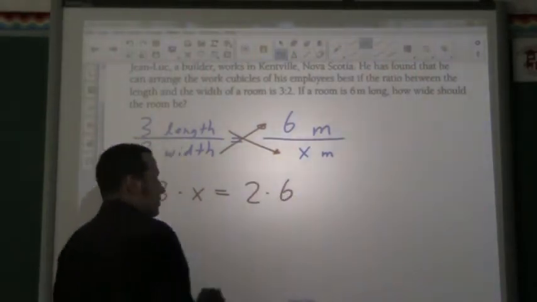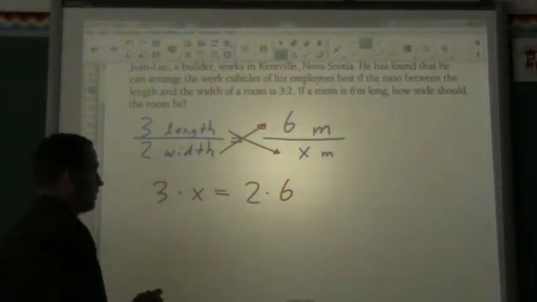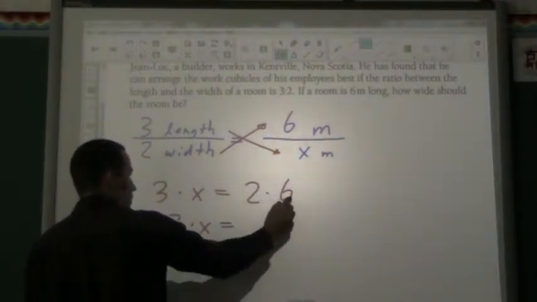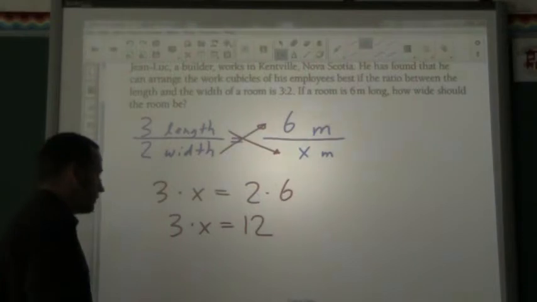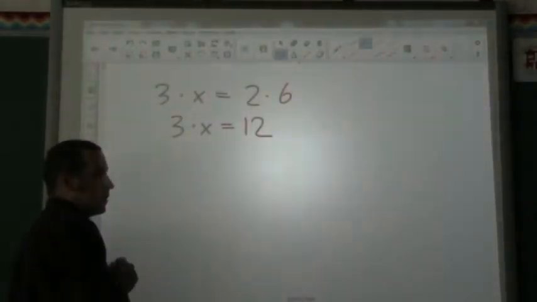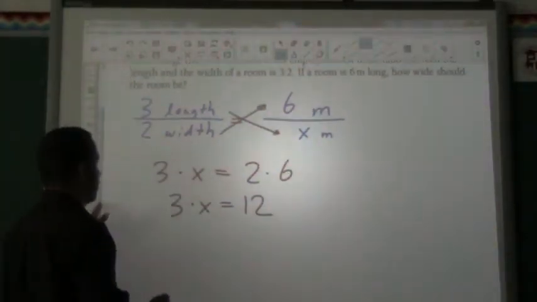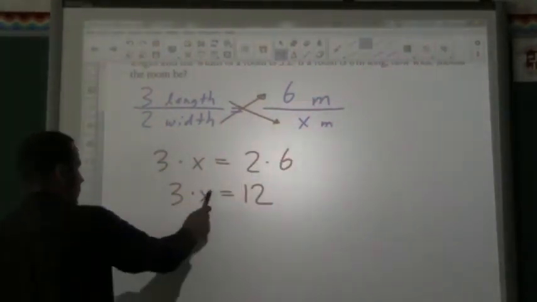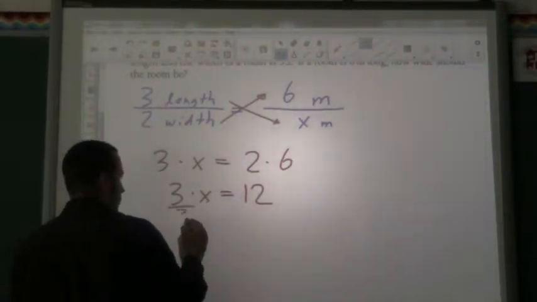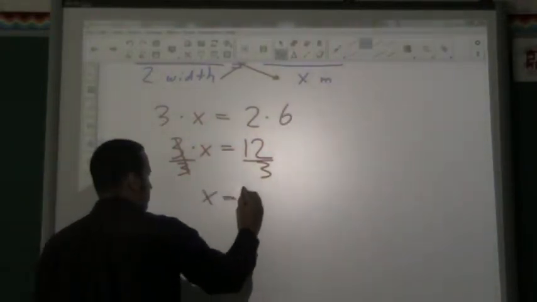And I'll write it out here just so that you can see what's going on, even though you can do that in your head. So I have 3 times x is equal to 2 times 6, which is 12. And again, I don't want what 3x is. I want x all by itself. Again, x is representing my unknown width up here. Okay? So this is my unknown width that I'm looking for. That's what x represents. So again, I'm going to do the opposite operation of the multiplication here. So divide by 3 on both sides. And you end up with x equals 4.